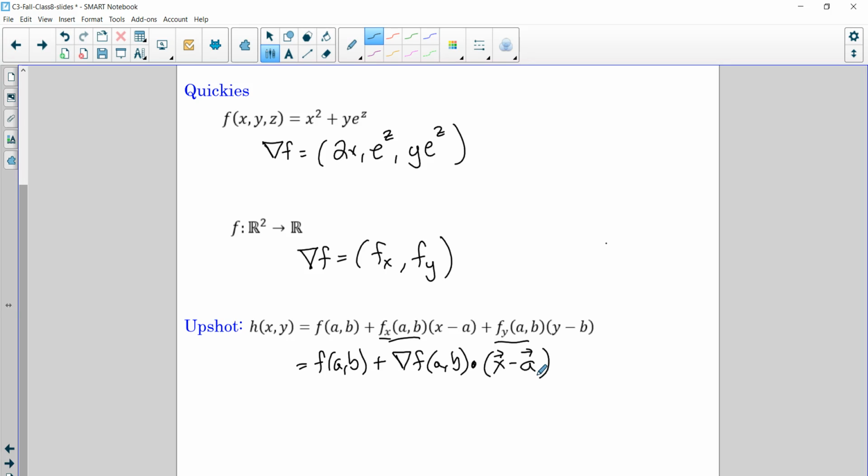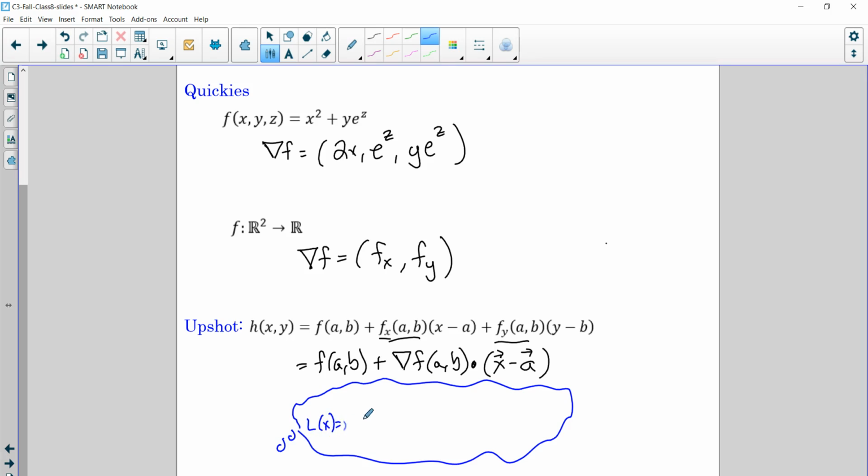Okay, and if I think about this a little bit, here's my thought bubble. This looks a lot like L of x is equal to f of a plus f prime at a times x minus a, which I saw in Calc 1, right? So there's that kind of connection here between each of the components. Just now, instead of working with one variable, we're working with many variables.